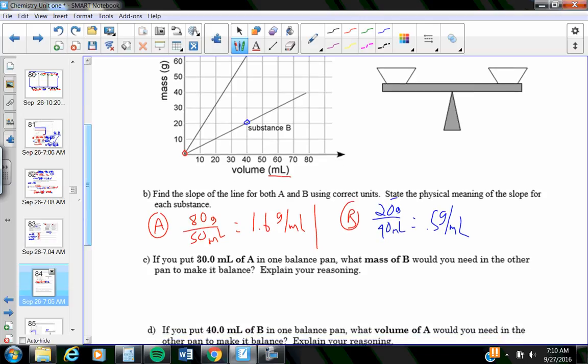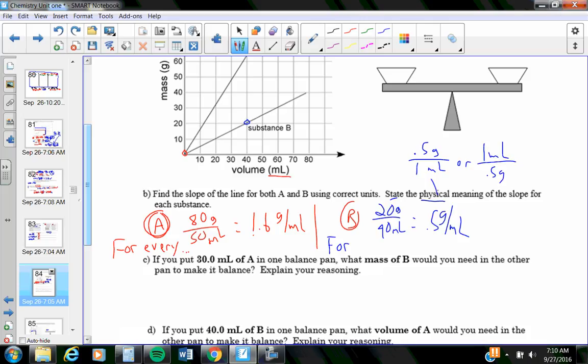It says to state the physical meaning. So how would I say this? I can say this two different ways. For A, I will use the words "for every," and I'm going to just say this out loud. For every 1.6 grams, there's 1 milliliter of substance A. Or I could say for every 1 milliliter of substance A, it would have a mass of 1.6 grams. For letter B, for every 1 milliliter, it will have a mass of half a gram. Or for every half a gram, it'll have a volume of 1 milliliter. Like I was rewriting these, 0.5 grams per every 1 milliliter, or 1 milliliter per every 0.5 grams. Both of them are true.